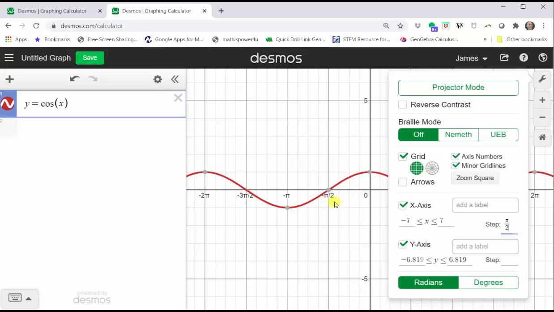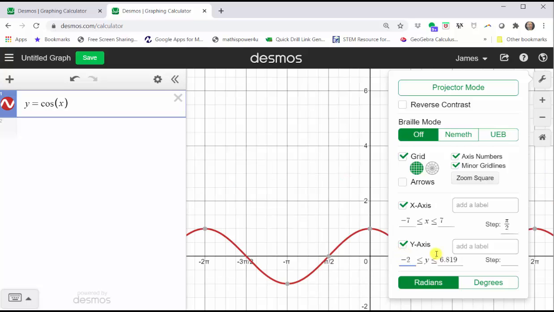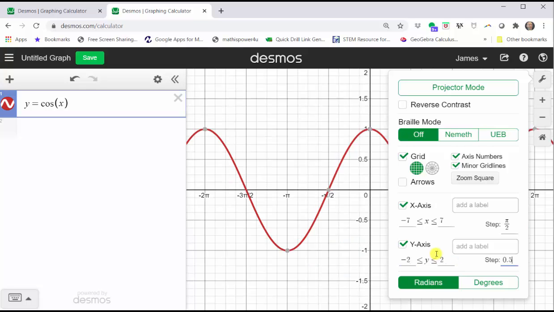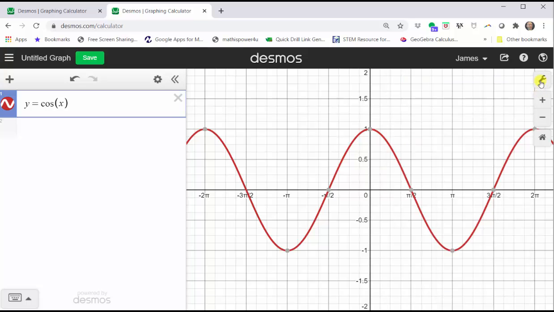And since the maximum cosine function value is 1 and the min is negative 1, let's have the y-axis go from negative 2 to positive 2 by a step of 0.5. Let's close this menu. And now we have a nice graph of the basic cosine function over the closed interval from negative 2 pi to positive 2 pi.